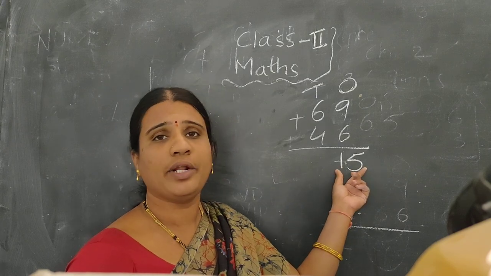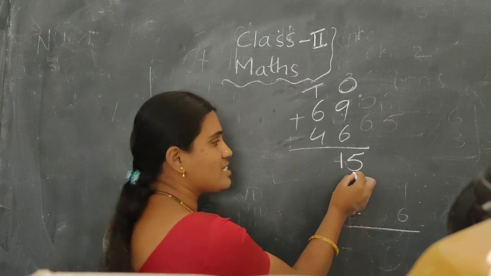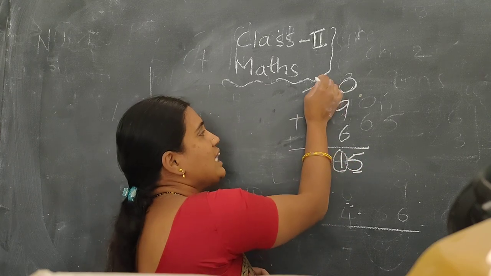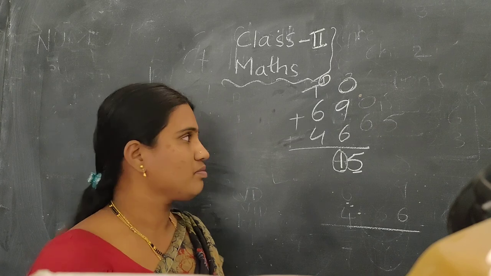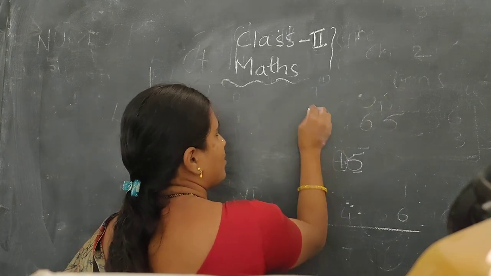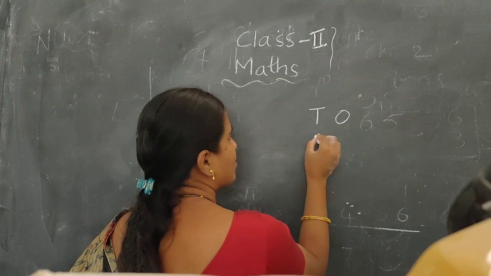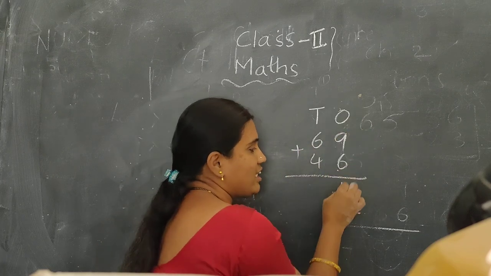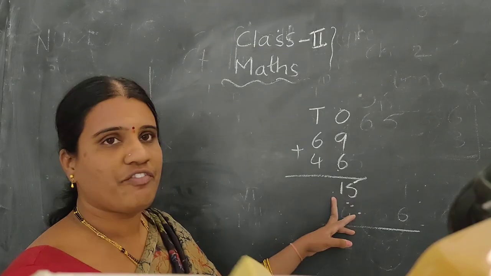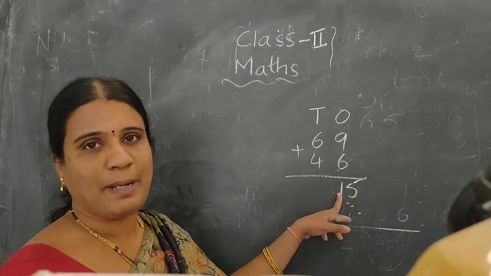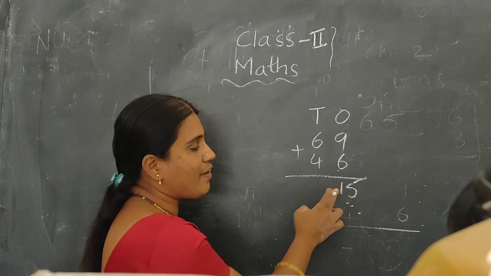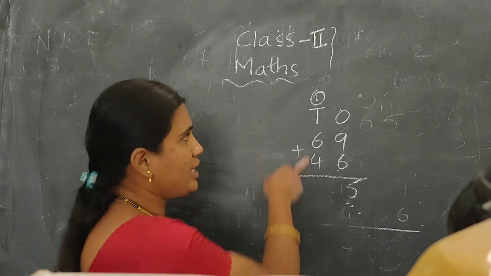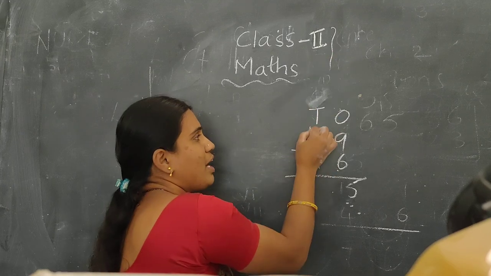But here we are getting 15, a two digit number. So in this situation, this is the ones, this is the tens. You have to write the carry in the tens place digit. When we are counting here we are getting 15. In this 15, 5 is the ones place, 1 is the tens place. So this tens place number, you have to write as the carry in the tens place.